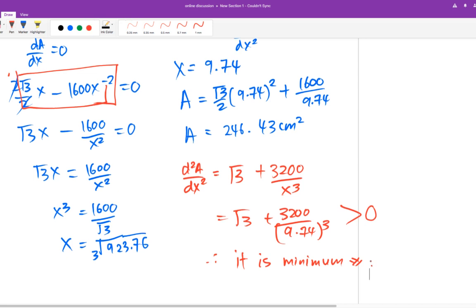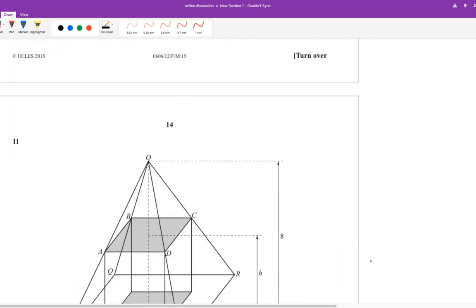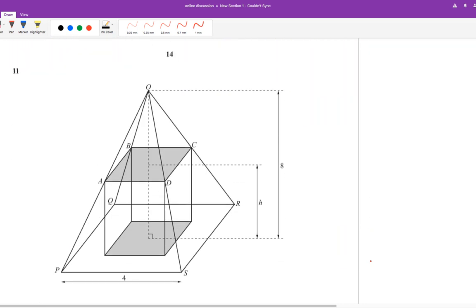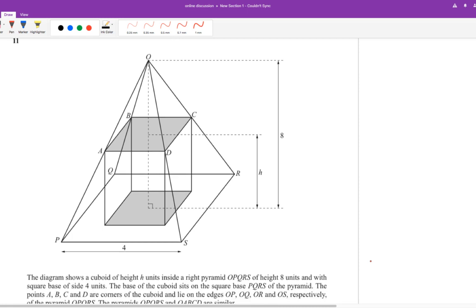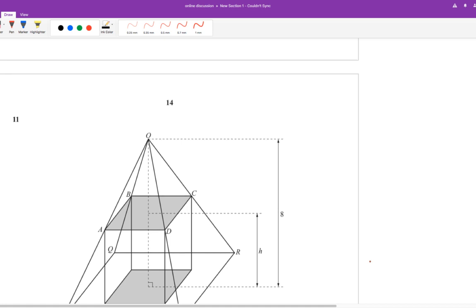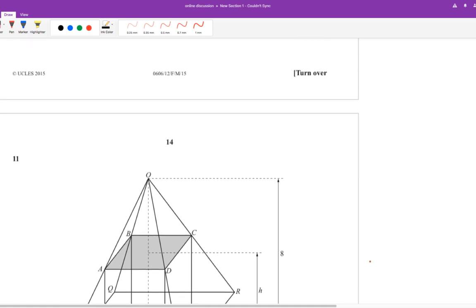So yeah, one last question. I hope tomorrow actually will come out the question, something like that. So the thing I don't know is why to find the area you just find the area of two triangle, two rectangle.